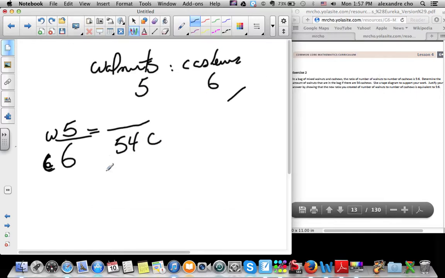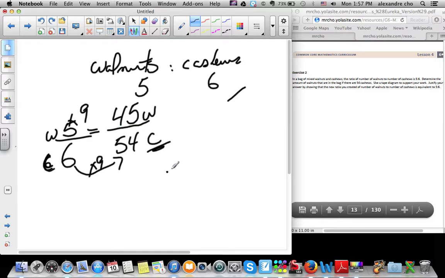So here, 6 times the particular number is 54, it's 9. And 5 times the particular number will give you the answer we're looking for, which is 45. So if you have 54 cashews, you're going to end up with 45 walnuts. Now, you can tell that they're proportional, and equivalent. Okay, just created an equivalent fraction.